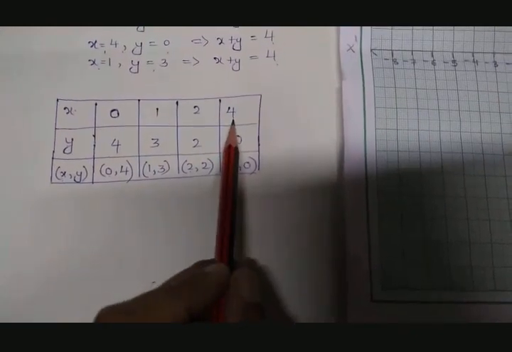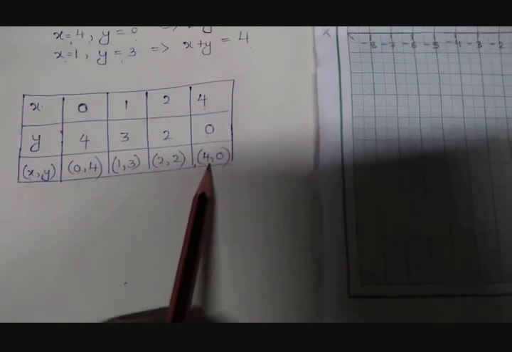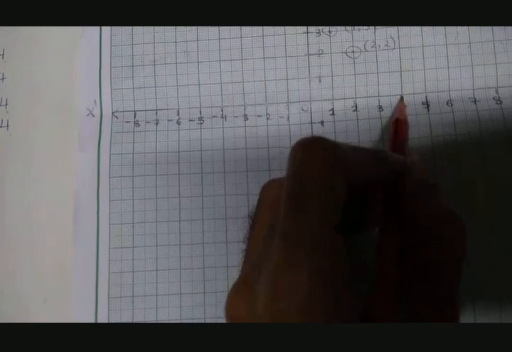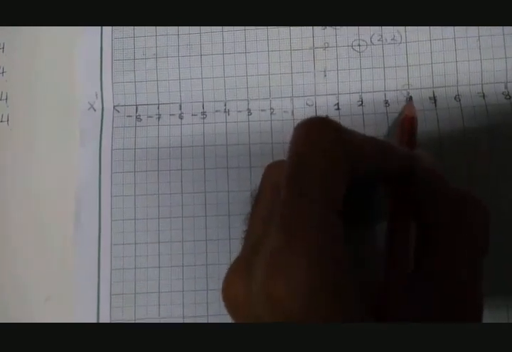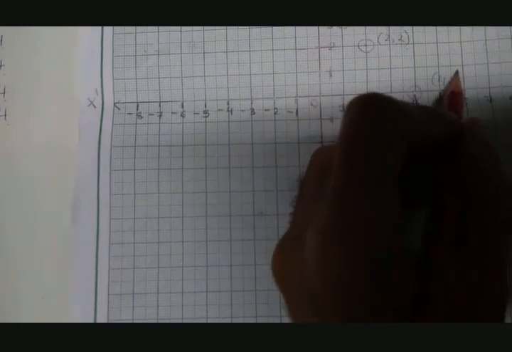Then the last coordinate, that is (4, 0). That is, the x coordinate is 4 and the y coordinate is 0. And observe that since the y coordinate is 0, this particular coordinate lies on the x-axis. Why? Because its y coordinate is 0. So now this particular point is known as (4, 0).